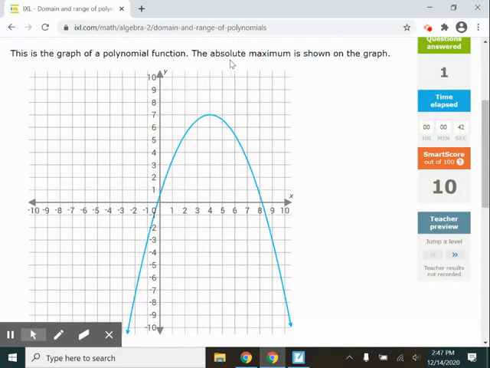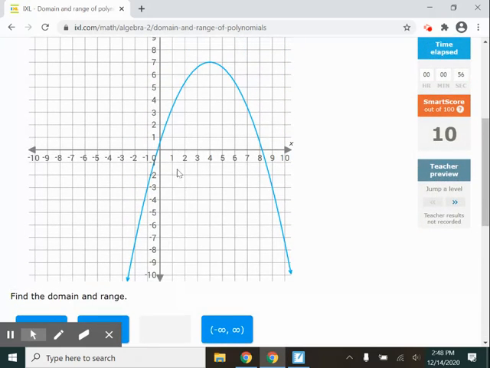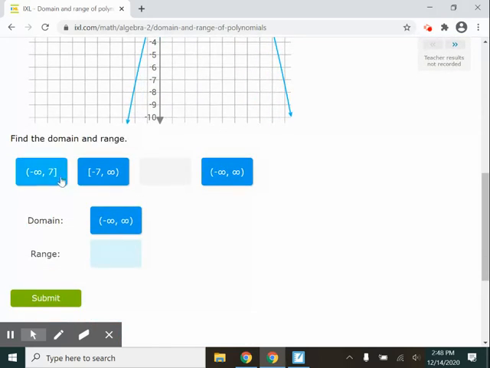This one, it says has an absolute maximum. So this is the maximum point up here at 7. Now this is a quadratic. The domain of a quadratic is always all real numbers. The range, however, the highest value I can possibly go up to is 7, and I'm going to equal everything less than 7. So this first option here, negative infinity to 7, that is going to be the proper range for this quadratic.